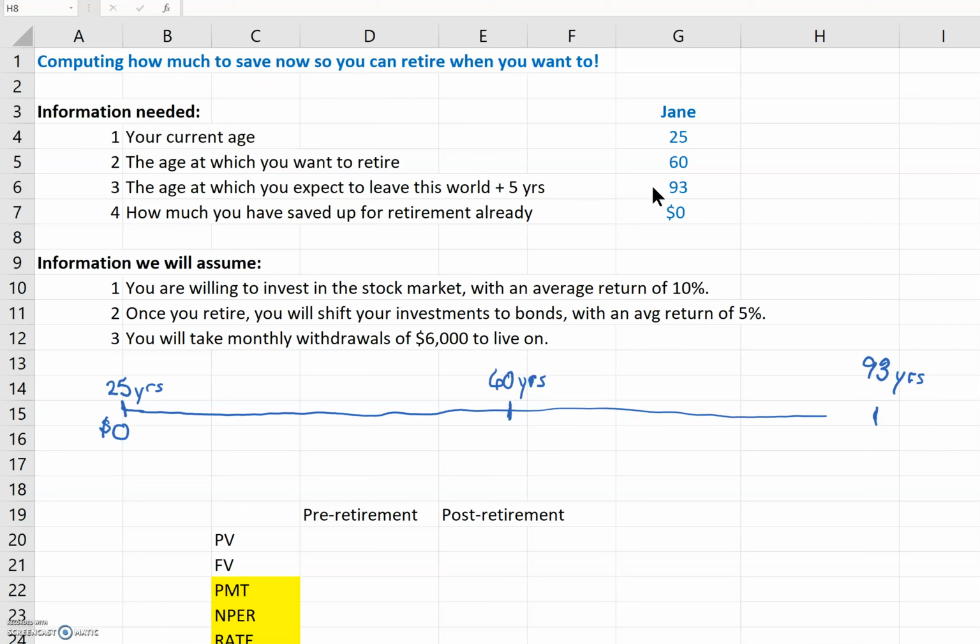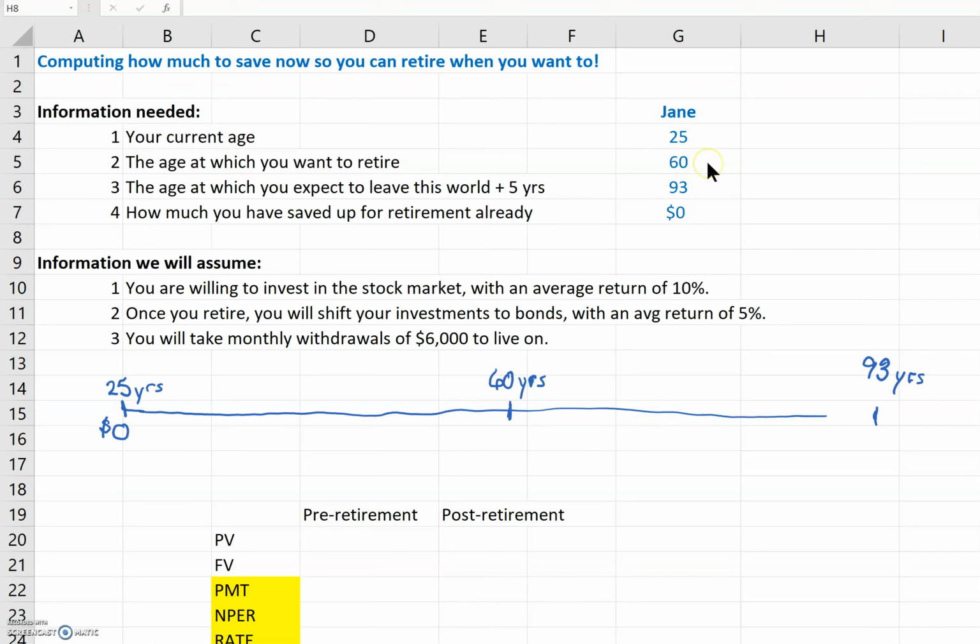Then you add 5 years to that age because technology improves, and what the heck, let's be optimistic anyways. You don't want to outlive your funds. In this case, Jane thinks that on average the ladies in her family die at about 88, so she put 93 here. She added 5 years to that. Also, she has absolutely nothing saved up, so she's starting from scratch. And she'd like to retire at age 60.